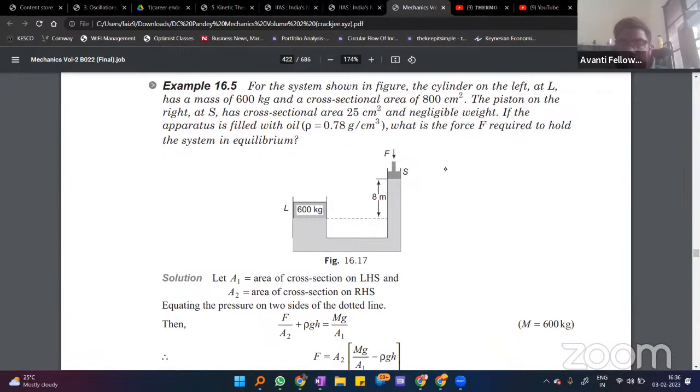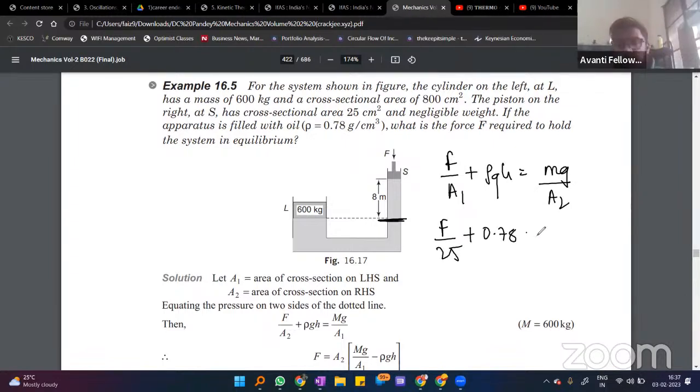Okay. On left side, the pressure at this part is equal to the top pressure, F by A1, plus rho gh, will be equal to mg by A2. So we have to calculate force on left side. The area is 25, plus rho, the value of rho is 0.78, into g, we take it as 10, and the height is 8, will be equal to mg, 6000 divided by A2, that will be equal to 800. On solving this, you'll get 31 Newton.